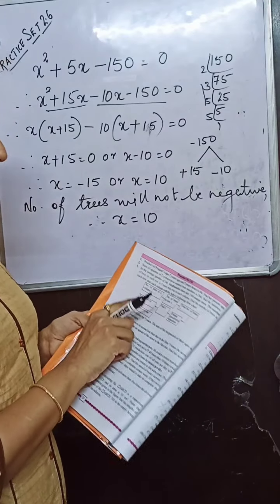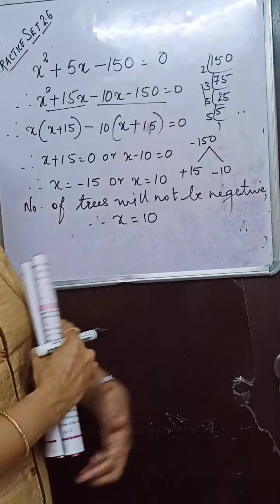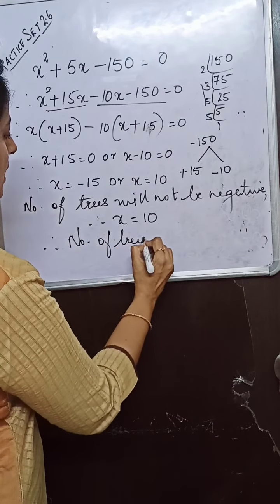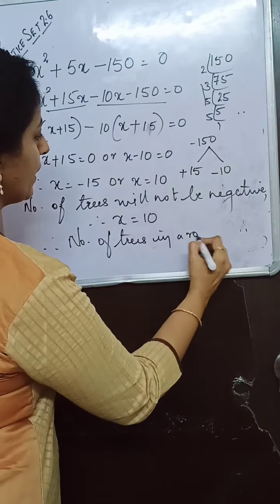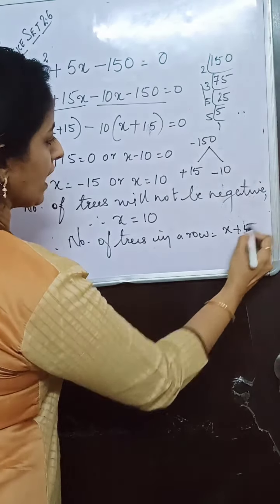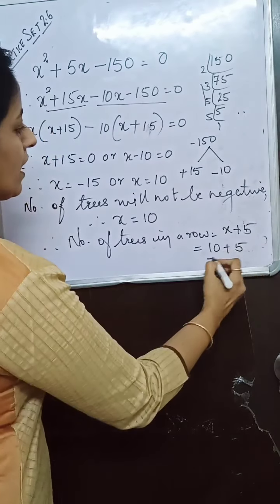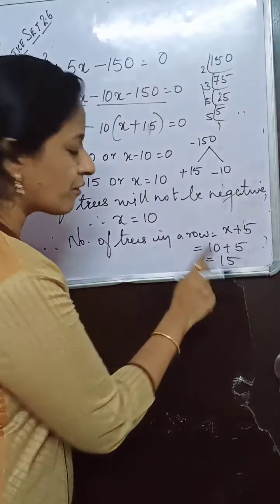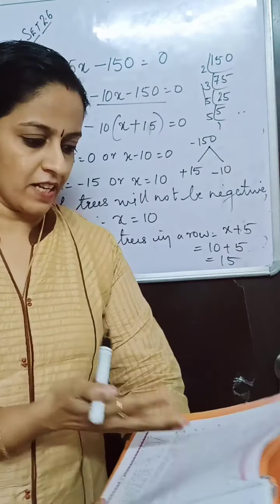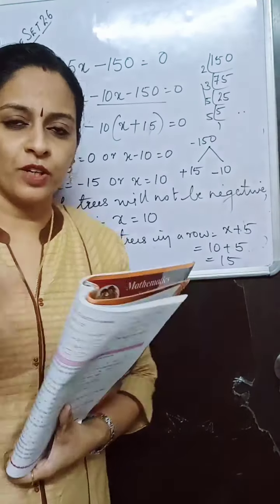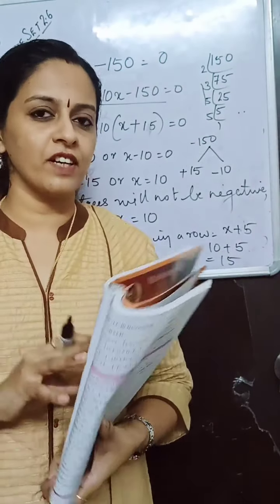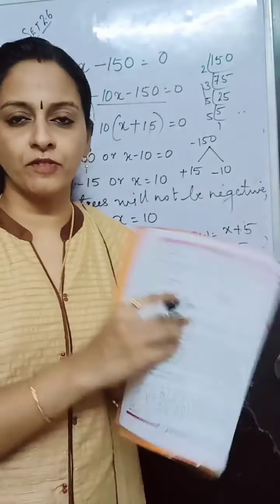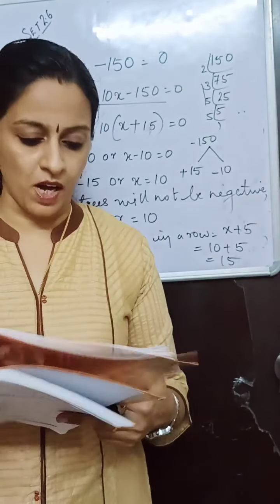So in this column you will write 10 trees. And the number of trees in a row will be x plus 5, which is equal to 10 plus 5, 15. Now multiply and check. 10 into 15, how much? 150. Yes. Satisfying the question. Whatever the question, the equation is satisfying the given information. So our answer is absolutely correct. Present your answer in the form of the flow chart and get your full marks.